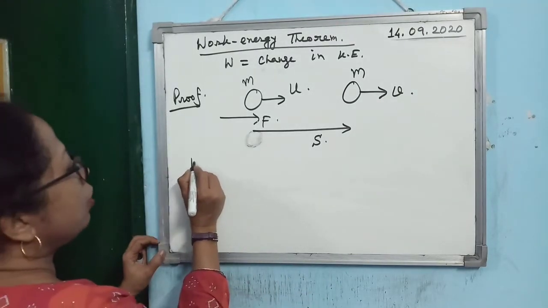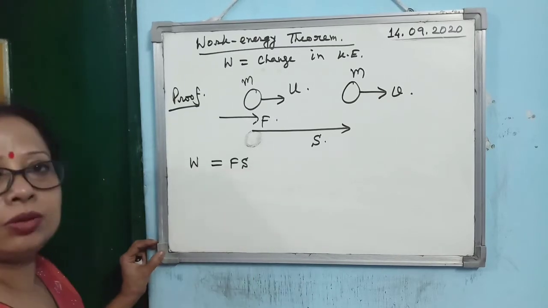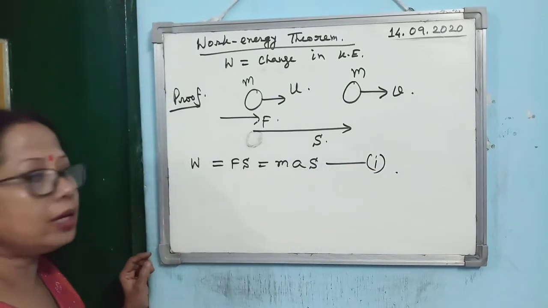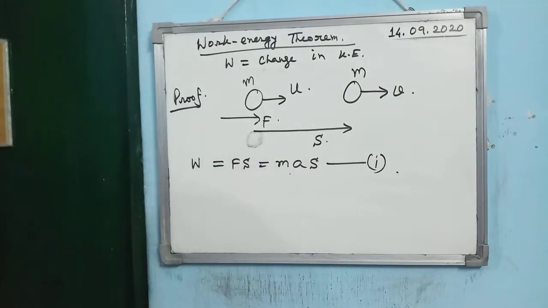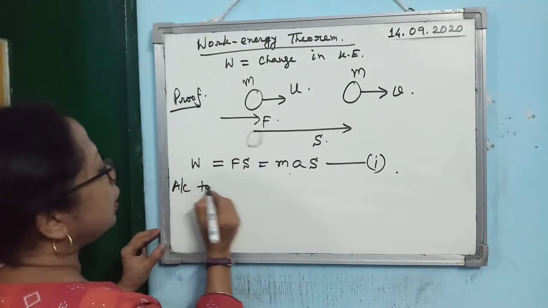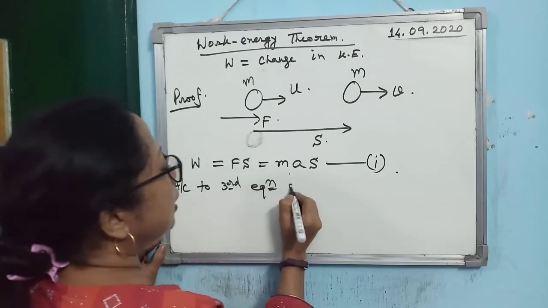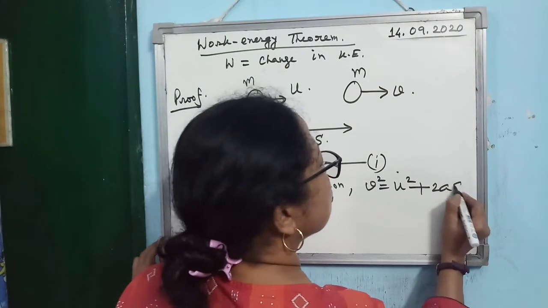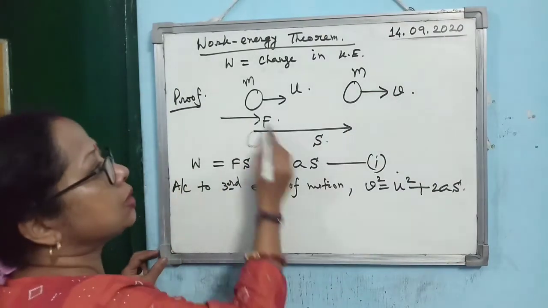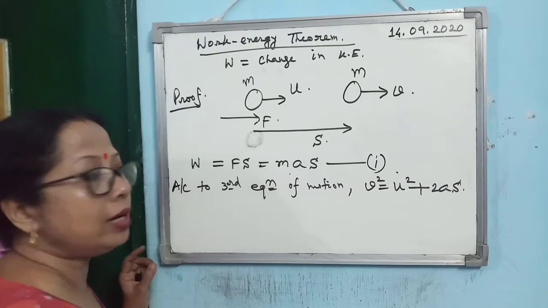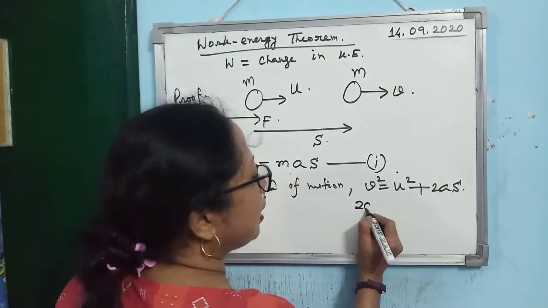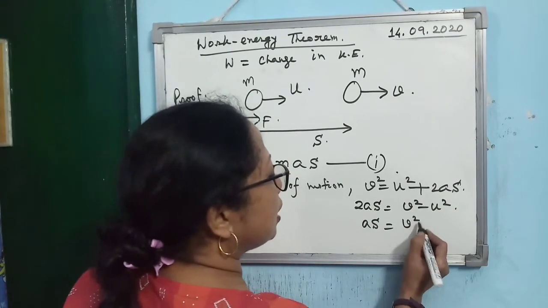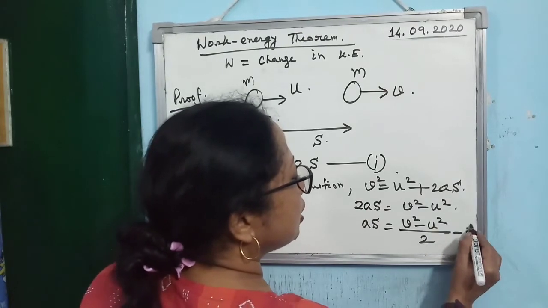So in this case, what is the work done? Work done is equal to F into S. Now, F into S you can write as mass into acceleration into displacement S, since force is mass into acceleration. Now, according to the third equation of motion, what can you write here? V square is equal to U square plus 2AS. In this case, V is the final velocity, U is the initial velocity, A is the acceleration, S is the displacement. So you can write 2AS is equal to V square minus U square. So AS is equal to V square minus U square by 2. This is equation 2.